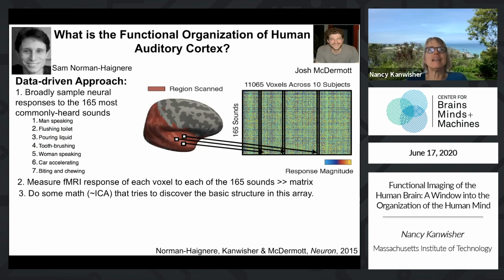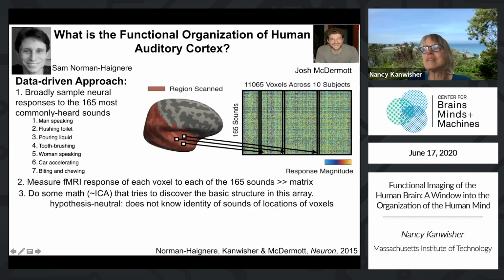If any of you have had any linear algebra, this will be basic to you. This is a variant of principal components analysis called independent components analysis. It's actually a variant of independent component analysis, but that's close enough. And if you don't know what that is, don't worry. It's just a bunch of math that enables you to take a matrix like this and say, tell me what its basic structure is. What is the structure hidden in here? And what's cool about this is it's completely neutral to any hypothesis about the locations of particular things in the brain.